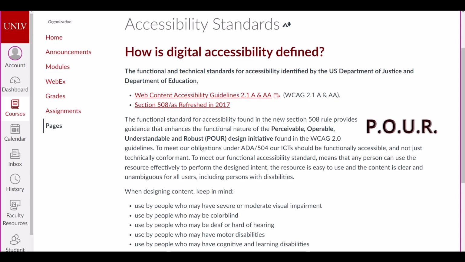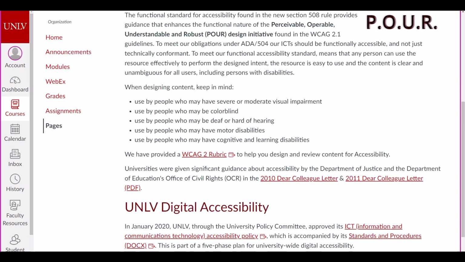When designing content, keep in mind that it may be used by people who may have severe or moderate visual impairment, used by people who may be colorblind, used by people who may be deaf or hard of hearing, used by people who may have motor disabilities, used by people who may have cognitive and learning disabilities. In this training, we have provided a WCAG 2 rubric to help you design and review content for accessibility.